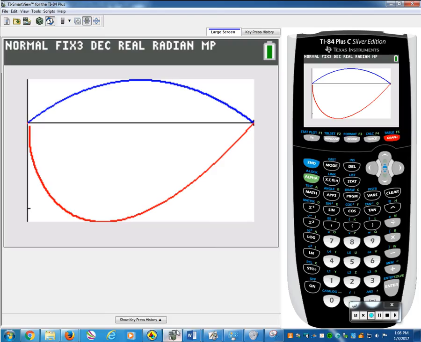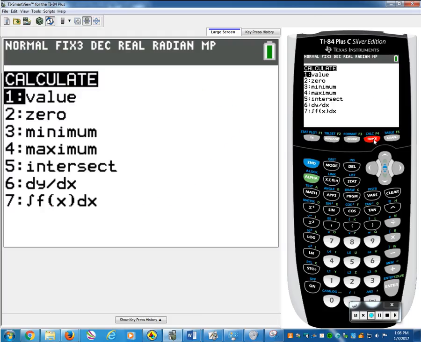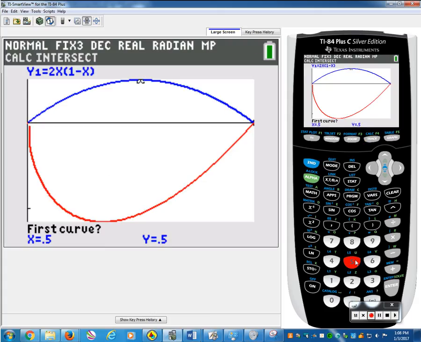And we just want to make sure that this intersection is what we think. So I'm just going to say second, hit the trace key, which gives me the calculate menu. Choose 5 for intersect. The calculator is asking some questions. It's saying first curve, and it wants to know, is this the first curve I want? I say good as any, so yes, press enter. It puts the cursor on the other curve. Is that the one I want? I say yes by pressing enter. It now wants a guess, because the calculator can't tell whether you're supposed to be finding this intersection or this one. So I just move the cursor near the intersection of choice.